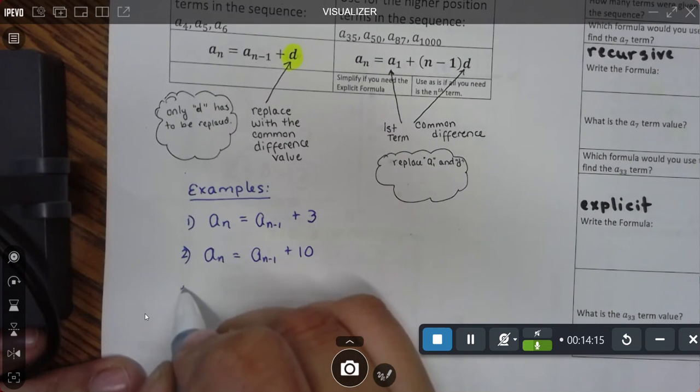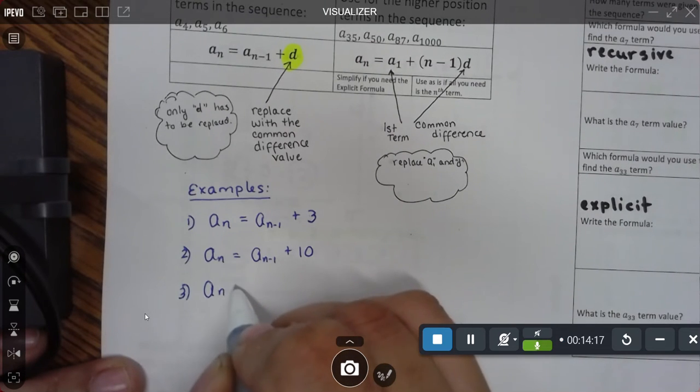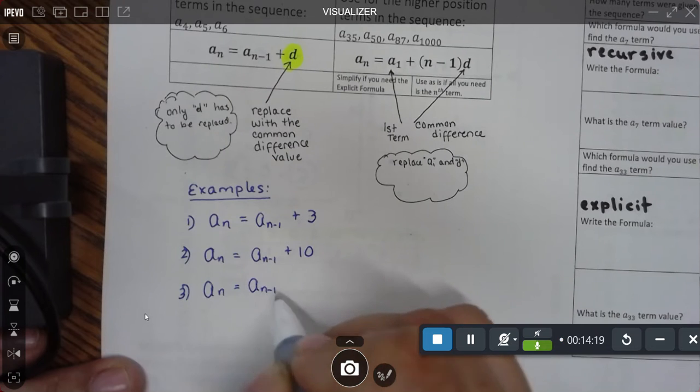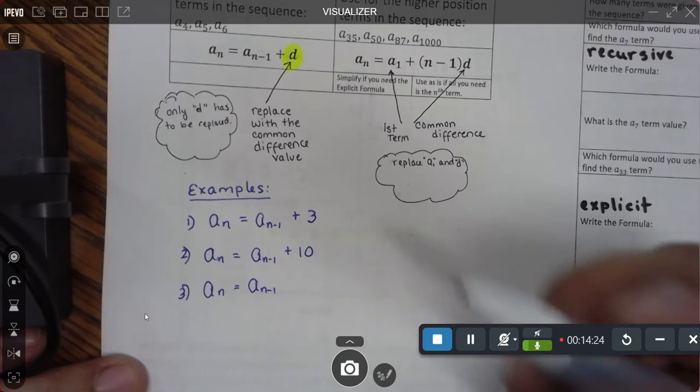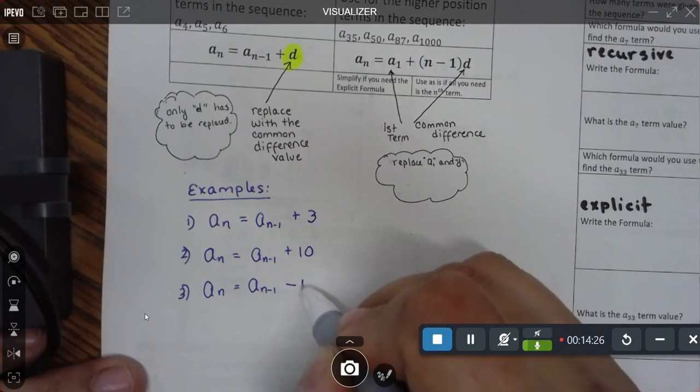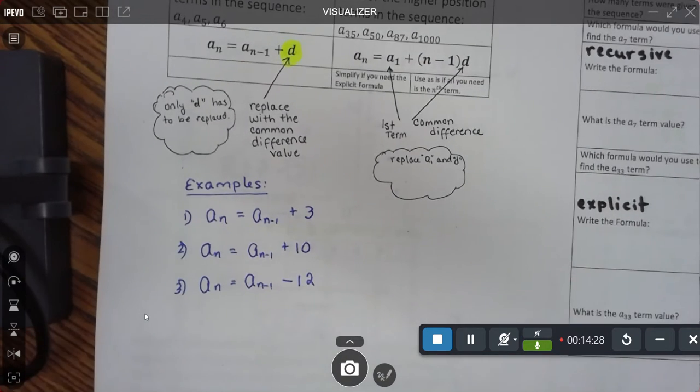Okay. You want another example? Well, let's do one with a negative sign. A sub n equals a sub n minus 1. Let's say the common difference is negative 12. There you go. Minus 12. Okay?